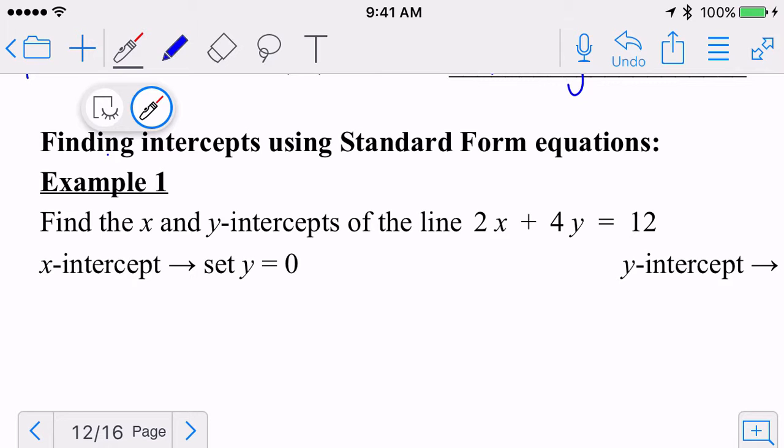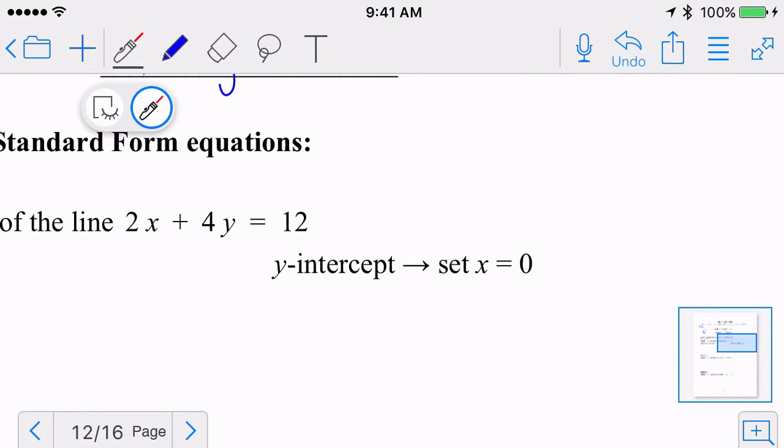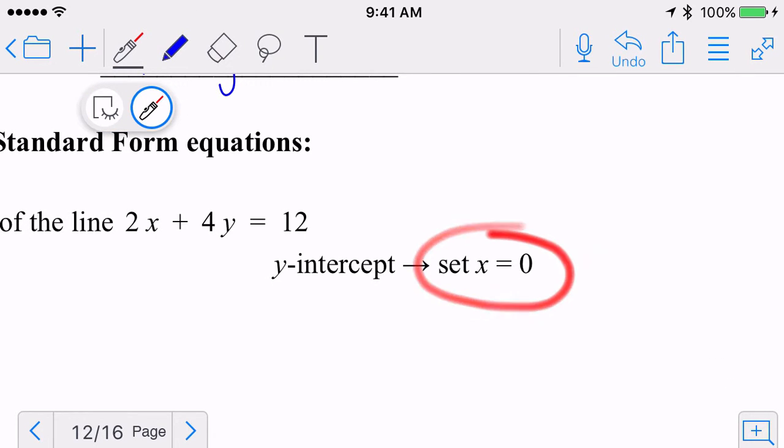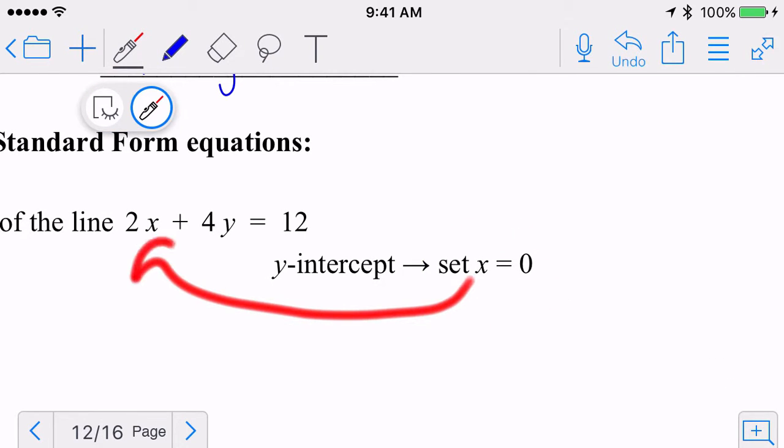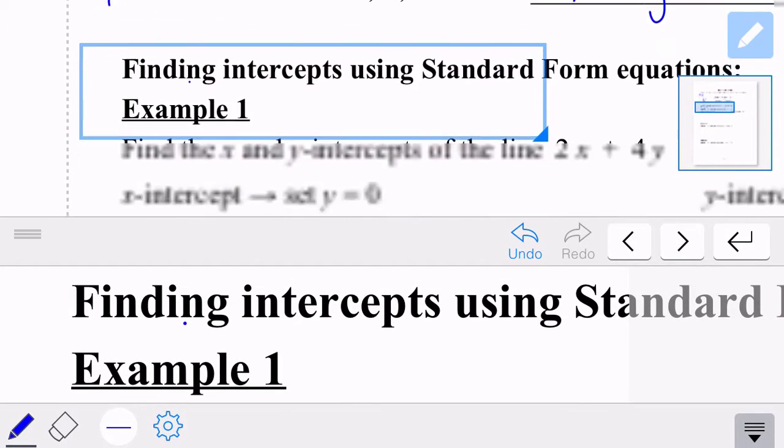And that's because the x-intercept is where y is going to be 0. And then same thing for the y-intercept here. We're going to set x equal to 0. So we're going to put 0 in for the x value and solve for the y there. And that'll give us the y-intercept. So then let's go ahead and do that. So let's set y equal to 0.